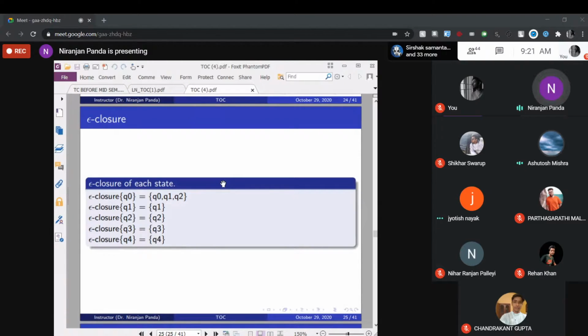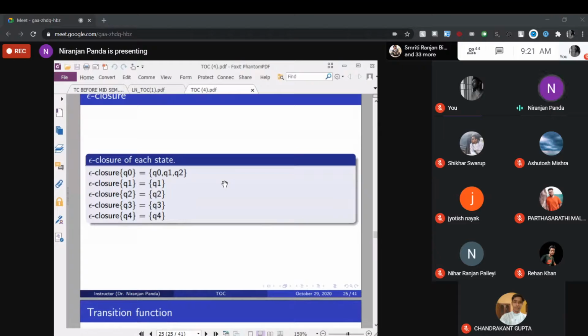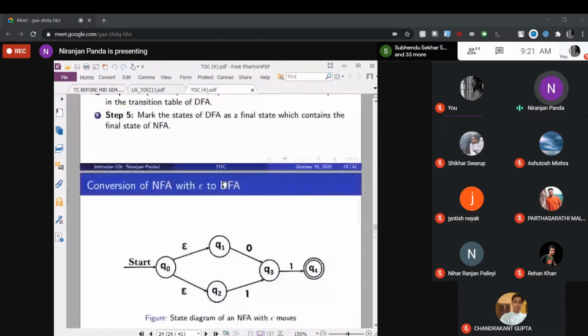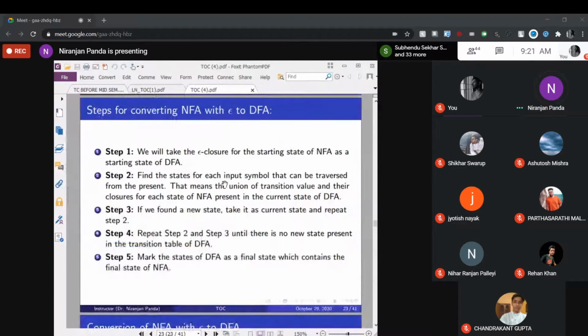Now you got the meaning of what we mean by epsilon closure? Or does anyone have any doubt? Got it, sir. Then, moving next, I am returning back to the steps. Step number 1 tells you that if you have an NFA with epsilon, then find out the epsilon closure of the states.